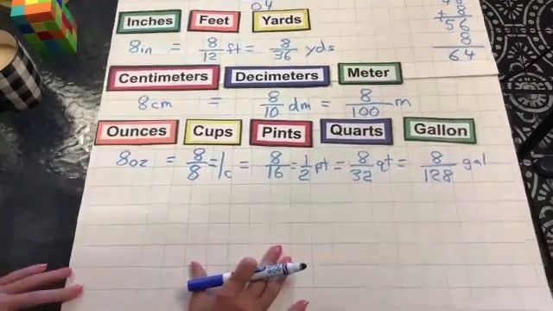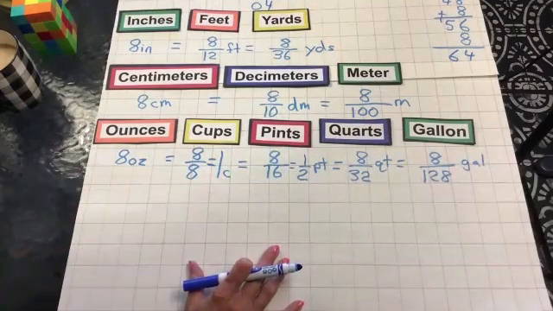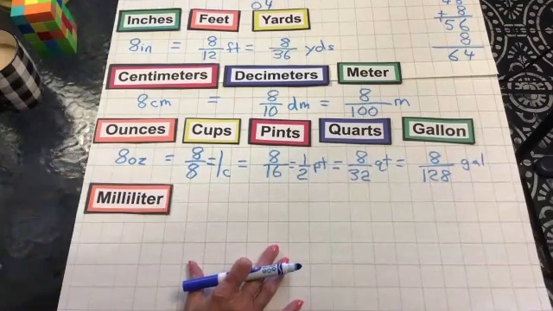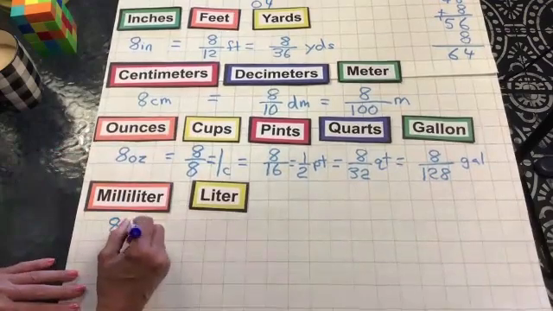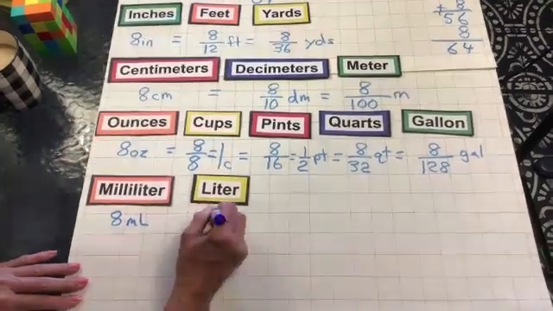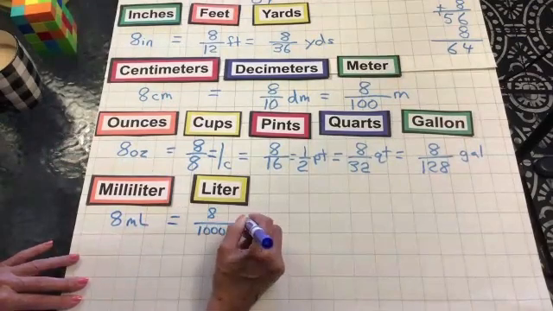So there we have it. Boy, we're really getting there. Finally made it to a whole cup. All right, let's go for our metric liquid form. And if we have 8 milliliters, that is 8 thousandths of a liter.